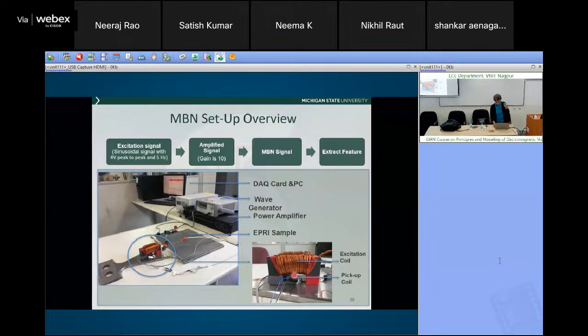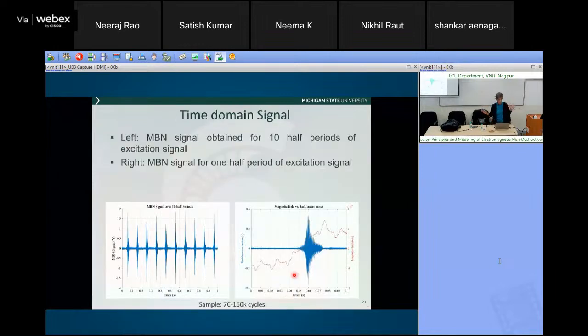Okay. So I'm just going to show the time domain signal that you get. For each cycle of the excitation signal, from the pickup signal, this is the kind of signal that you produce. The blue is the Barkhausen noise, and you can also have a red signal here, which is the magnetic field that is applied.